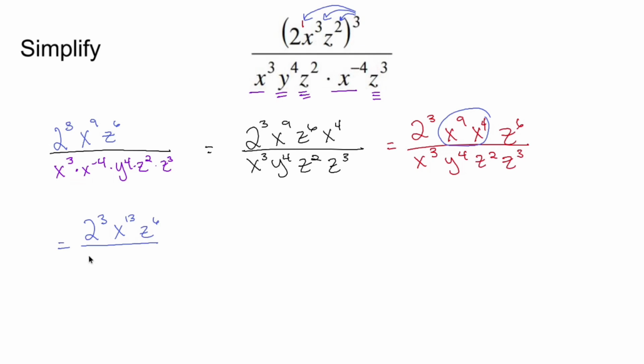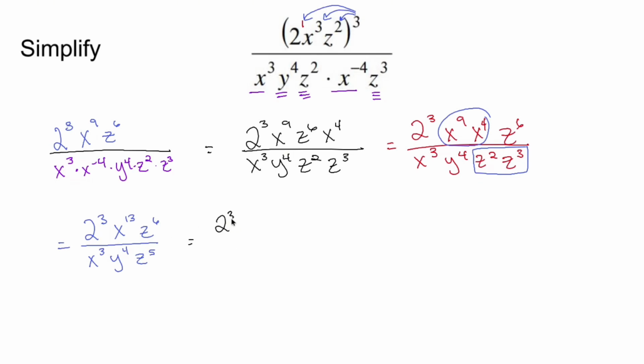X to the third, x to the third. Y to the fourth is y to the fourth. Z squared times z to the third are terms of the same base that are being multiplied together. Add the exponents and make it z to the fifth. Now we're not done yet, because I have x's upstairs and downstairs and z's upstairs and downstairs.